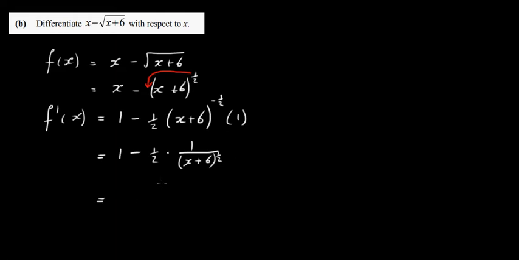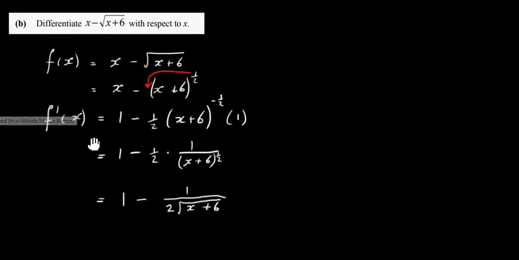So what I finally end up with here is 1 minus, if we multiply these two fractions, we end up with 1 on the top, and 2 times x plus 6 to the power of a half on the bottom. Well, x plus 6 to the power of a half is just the square root of x plus 6. So this is what we get when we differentiate this function.